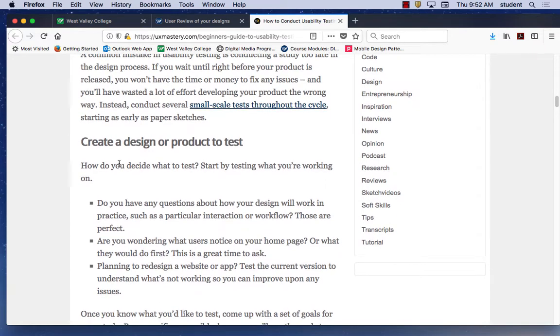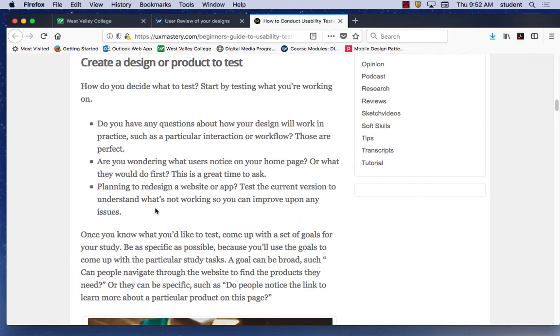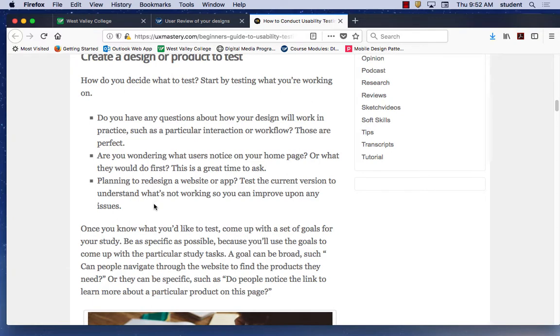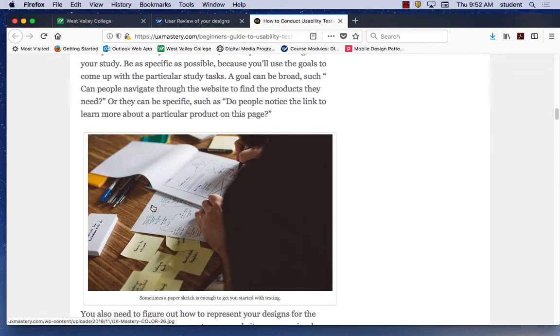So again, for your testing, it says create a design or product to test. How do you decide what to test? Start by testing what you're working on. Do you have any questions about how your design will work in practice, such as particular interactions or flow? Those are perfect. Are you wondering what users notice on your homepage or what they would do first? Planning to redesign a website or app, the current version, understanding, improving.